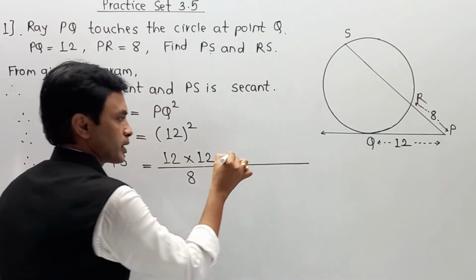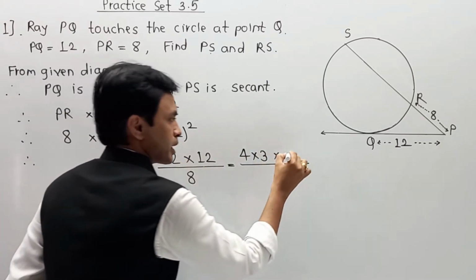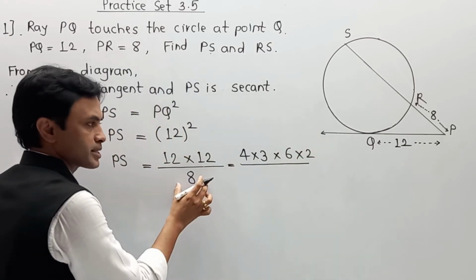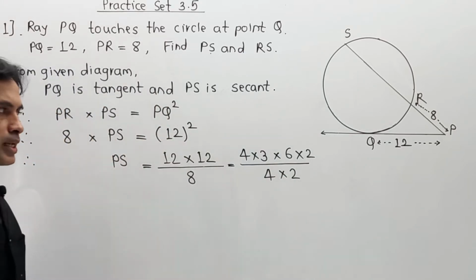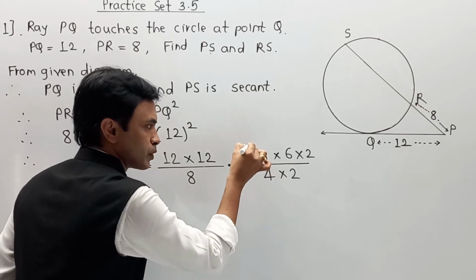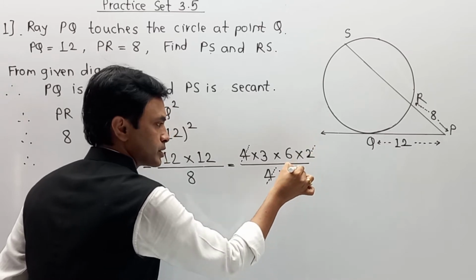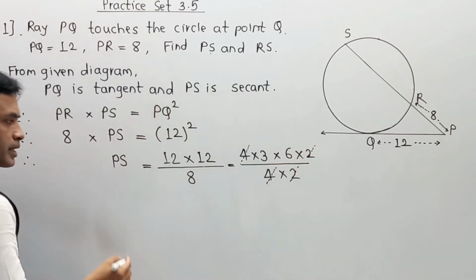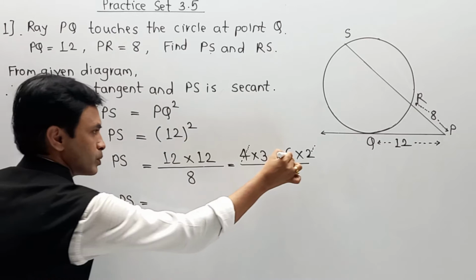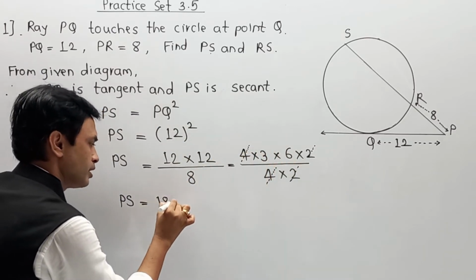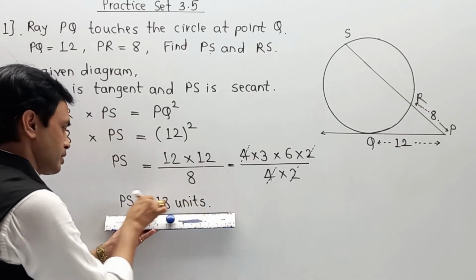First of all, 12 I am going to write as 4 into 3. Next, this 12 I am going to write as 6 into 2, and this 8 I am going to write as 4 into 2. I have done this simplification just for proper understanding. Numerator 4 and denominator 4 get cancelled, and numerator 2 and denominator 2 get cancelled. And 3 into 6 is 18, that is the value of PS. So PS is equal to 18 units. As it is one of the answers, I am going to make a box around it.